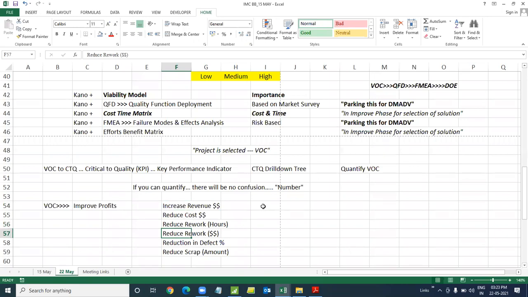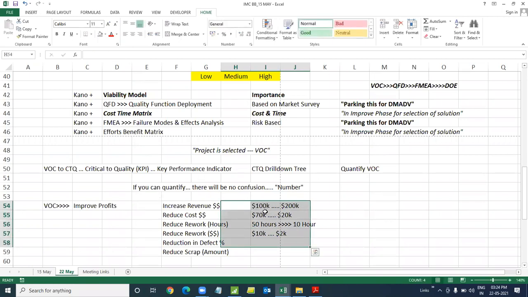Like say my revenue currently, we are doing like $100,000, and by doing this project we would like to increase it to $200,000. Well, that makes sense that you have a project at hand. Currently our cost is $70,000, and we would like to reduce this cost to say $20,000. Currently we end up doing say 50 hours of rework, which you would like to reduce to 10 hours of rework. In dollar value, again, say our rework cost is $10,000, which we would like to reduce to $2,000. So bottom line, you're quantifying. How are you going to track your performance if you don't have numbers? Or you can just have your profit percentage.